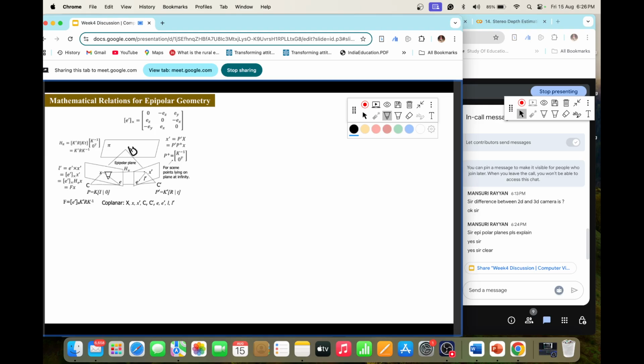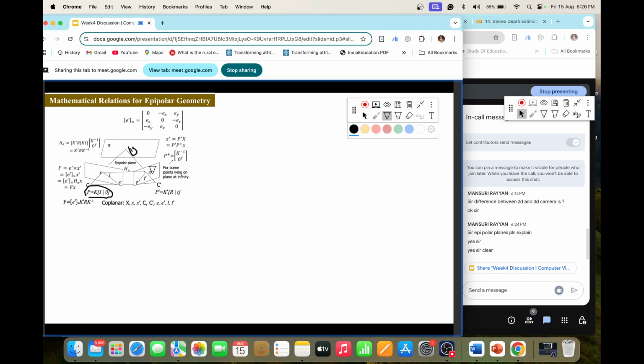Now there are some terms here that you need to understand. One is how you will get x and x dash. That is very easy. How can you get x? x is the image of capital X by your left camera. So x will be equal to PX. X is very easy. What is P? P is the projective camera matrix of the left camera.